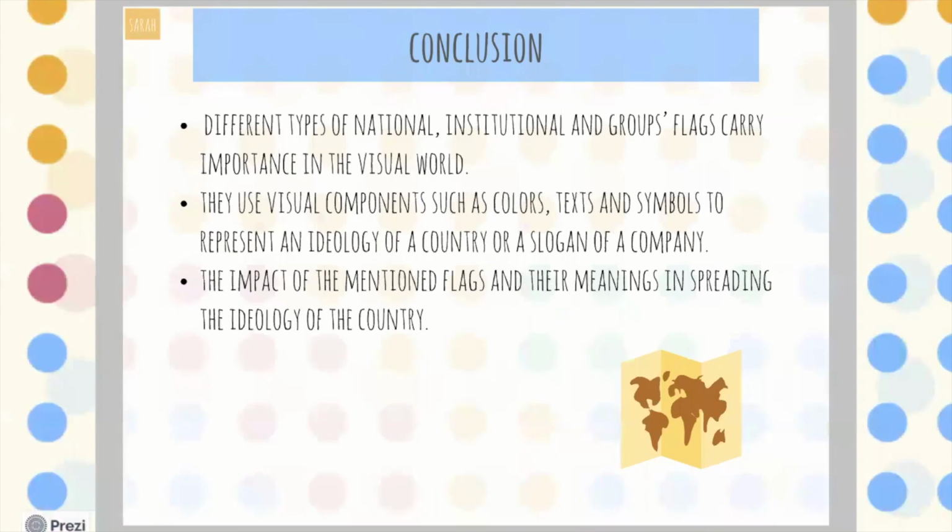In conclusion, different types of national, institutional, and group flags carry importance in the visual world, since they use visual components such as colors, texts, and symbols to represent an ideology of a country or a slogan of a company. In this presentation, we clarified the definition of flags, the visual meaning of them, three types of flags, and we explored the hidden meanings behind the flags of Ukraine, the Soviet Union, and the Kingdom of Saudi Arabia, in addition to the impact of these flags and their meanings in spreading the ideology of the country.